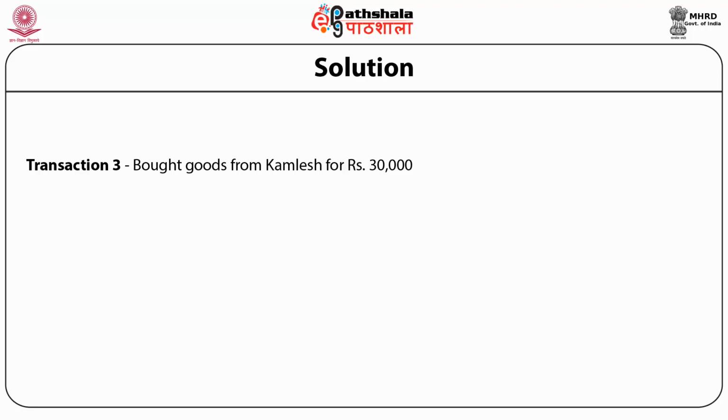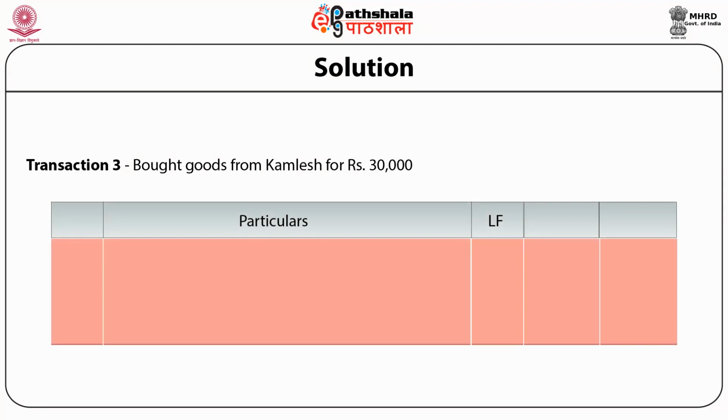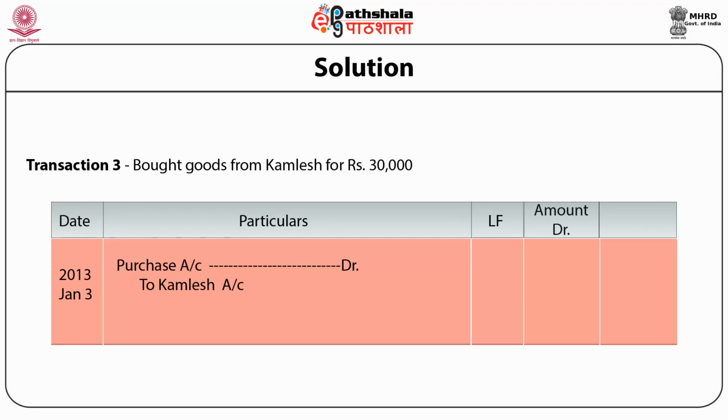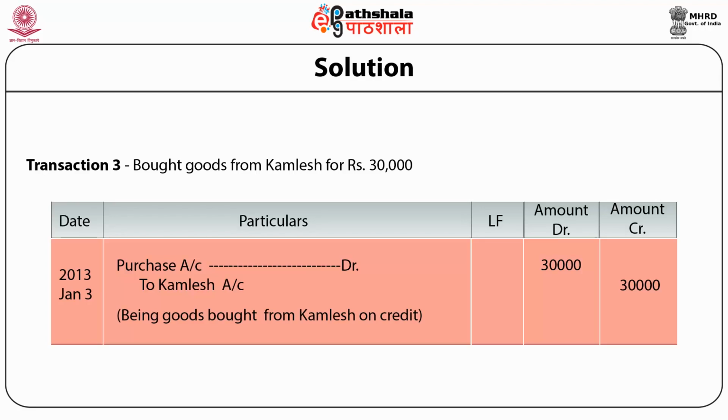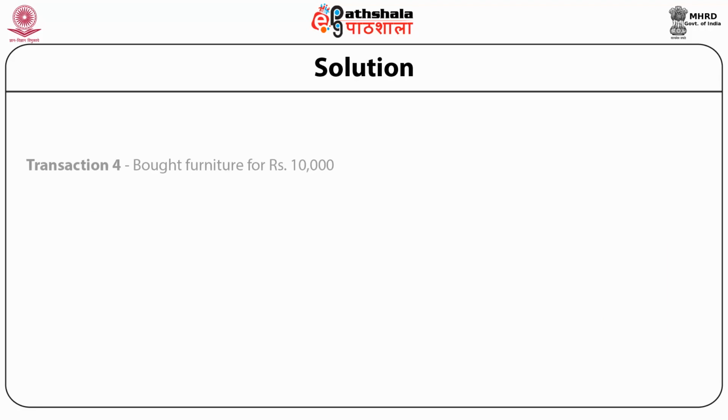So what would be the transaction and how would we record it in the journal? We would just write the date, January 3rd, and then debit the account. What is the debited account? The purchase account debit to Kamlesh account. The amount would be debit and credit again with the same amount, 30,000, 30,000. And again we will close the entry by writing the narration: being goods bought from Kamlesh on credit.